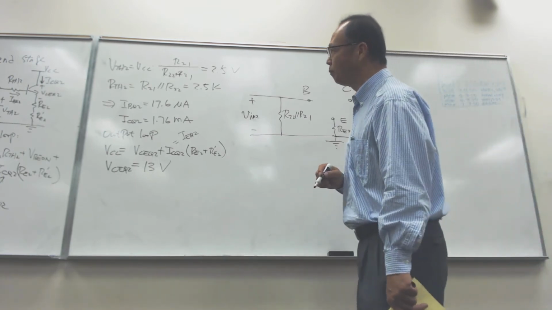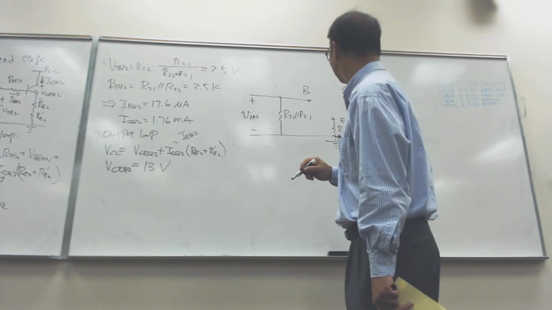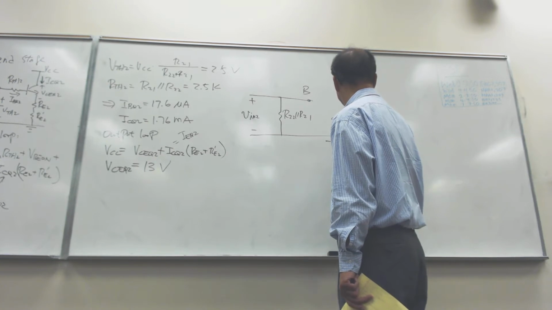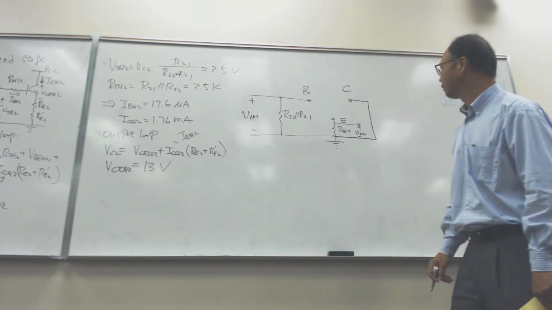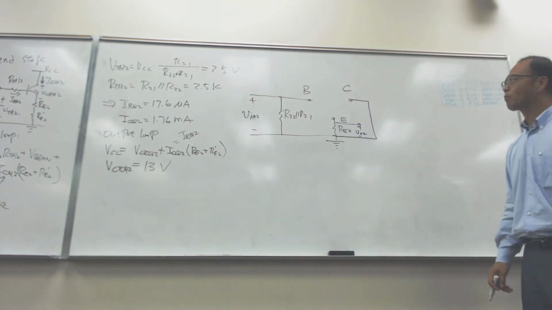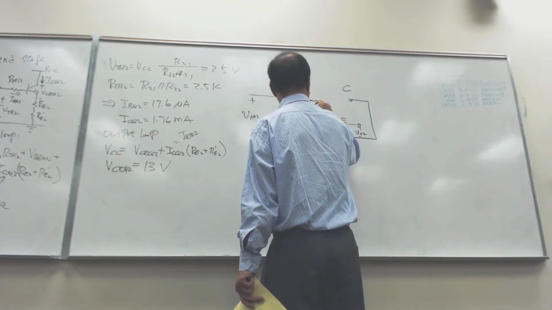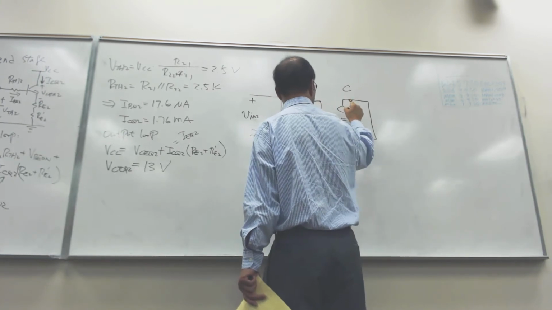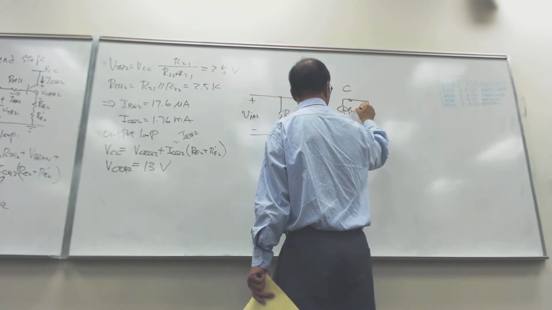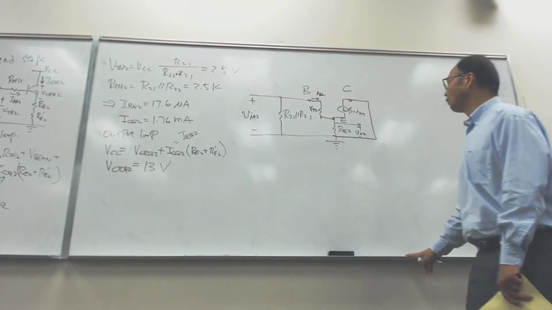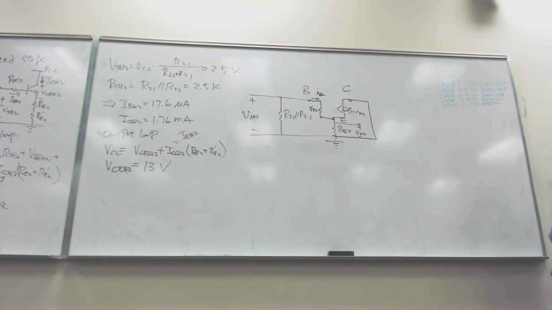And the collector, what's the collector? The collector is connected to the ground, right? That's it. Okay, and where's the output terminal? Right here, right? VO, I can call VO2 if I like. Okay, then the model: R pi 2, beta 2 IB2. That's IB2. So that's it. So the collector is connected to ground? Yeah, why not?